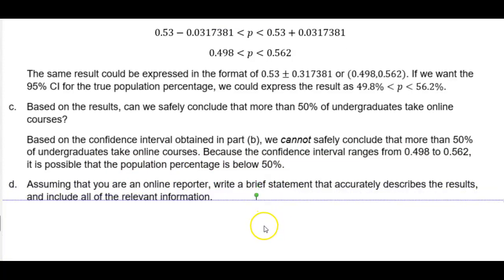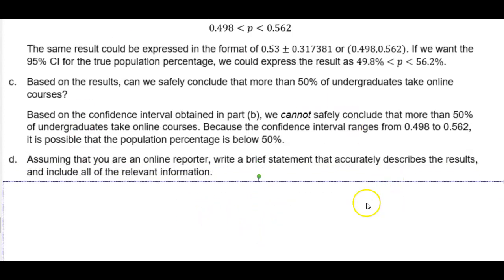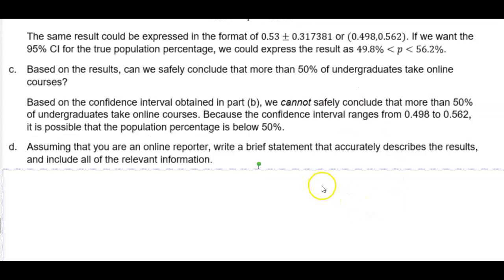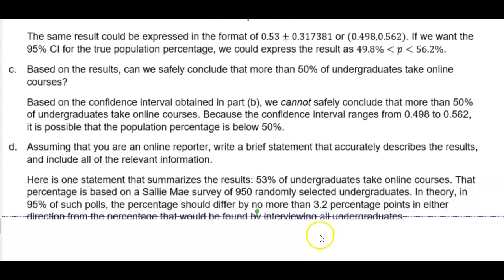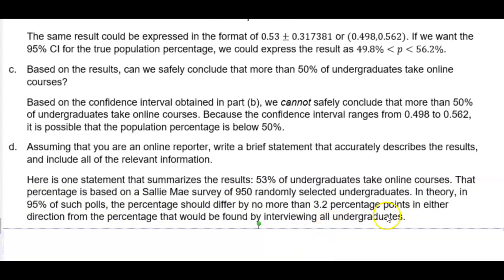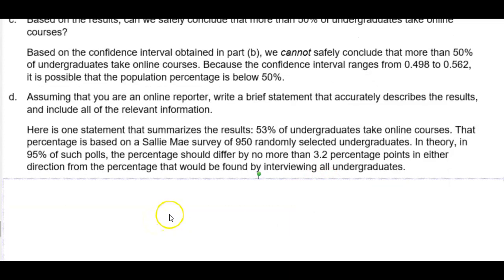Now for Part D, it says, assuming you are an online reporter, write a brief statement that accurately describes the results and include all the relevant information. So here is one statement that summarizes the results. 53% of undergraduates take online courses. The percentage is based on a Sallie Mae survey of 950 randomly selected undergraduates, and in theory, in 95% of such polls, the percentage should differ by no more than 3.2 percentage points in either direction from the percentage that would be found by interviewing all undergraduates.